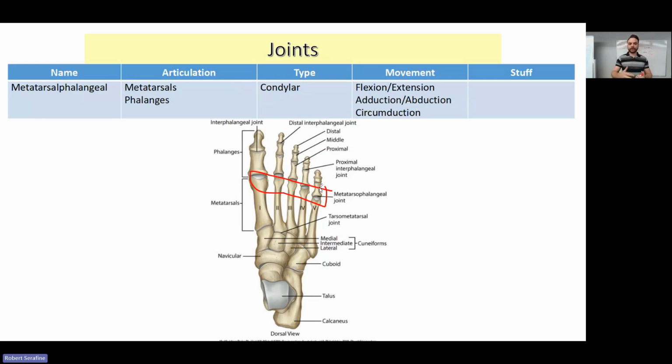Granted, we might not articulate those joints as in depth as we do with our hands, but they can still perform the same movements, which include flexion, extension, adduction, abduction, and even circumduction. Yes, if you concentrate well enough and coordinate your muscular effort, you can move your big toe in a circular fashion. So these are condylar type joints, as we find between very rounded condyle-like structures and shapes.